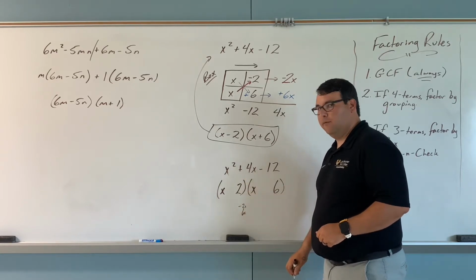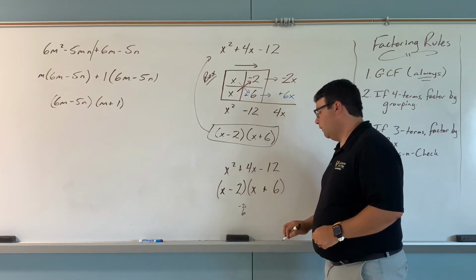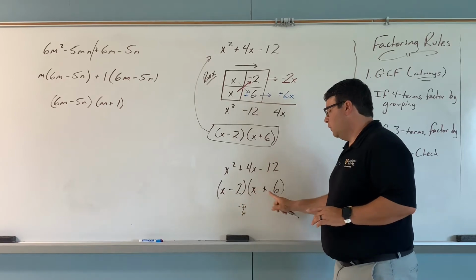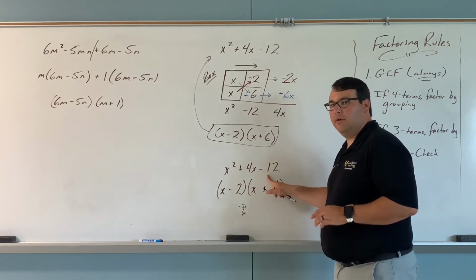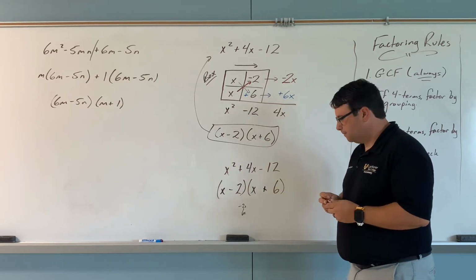2 has to be negative. So that means that's negative, which means this is positive. Now, don't stop. Negative 2 times a positive 6, does that give you a negative 12? Yes. So that checks out, and it works across the board.